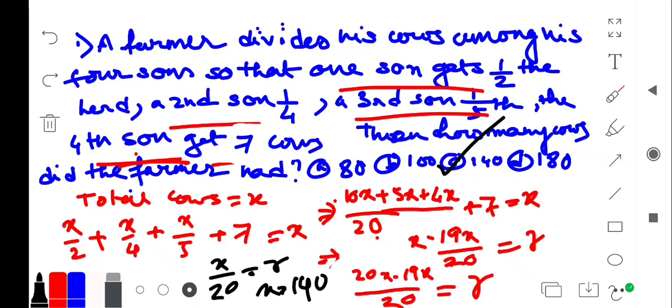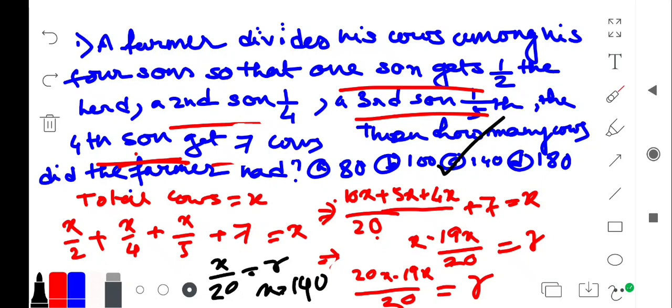Okay. So total cows, suppose we let x. So the first son gets x by 2. The second son gets x by 4. And the third son gets x by 5. And the fourth son gets only 7 cows, plus 7 equal to x. That is the total number of cows.